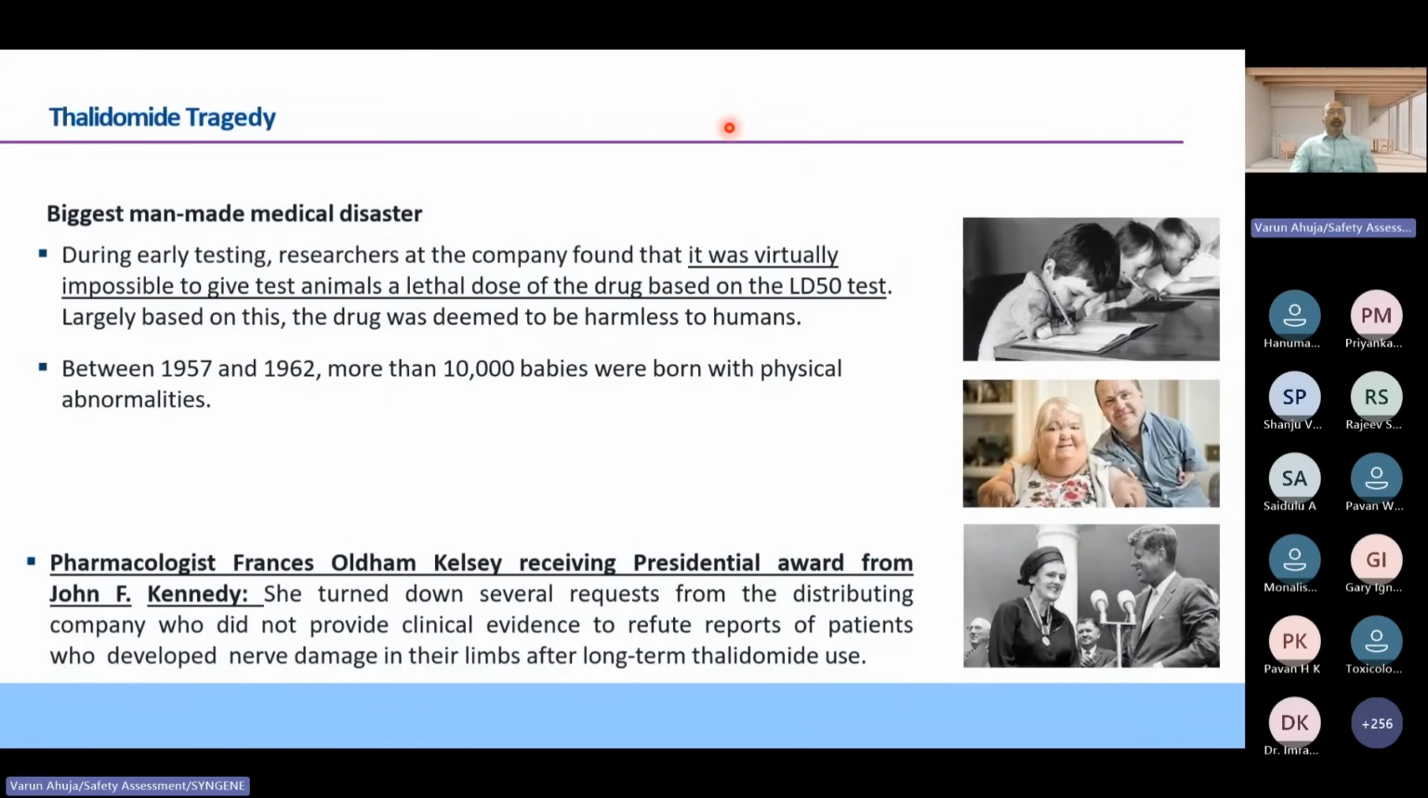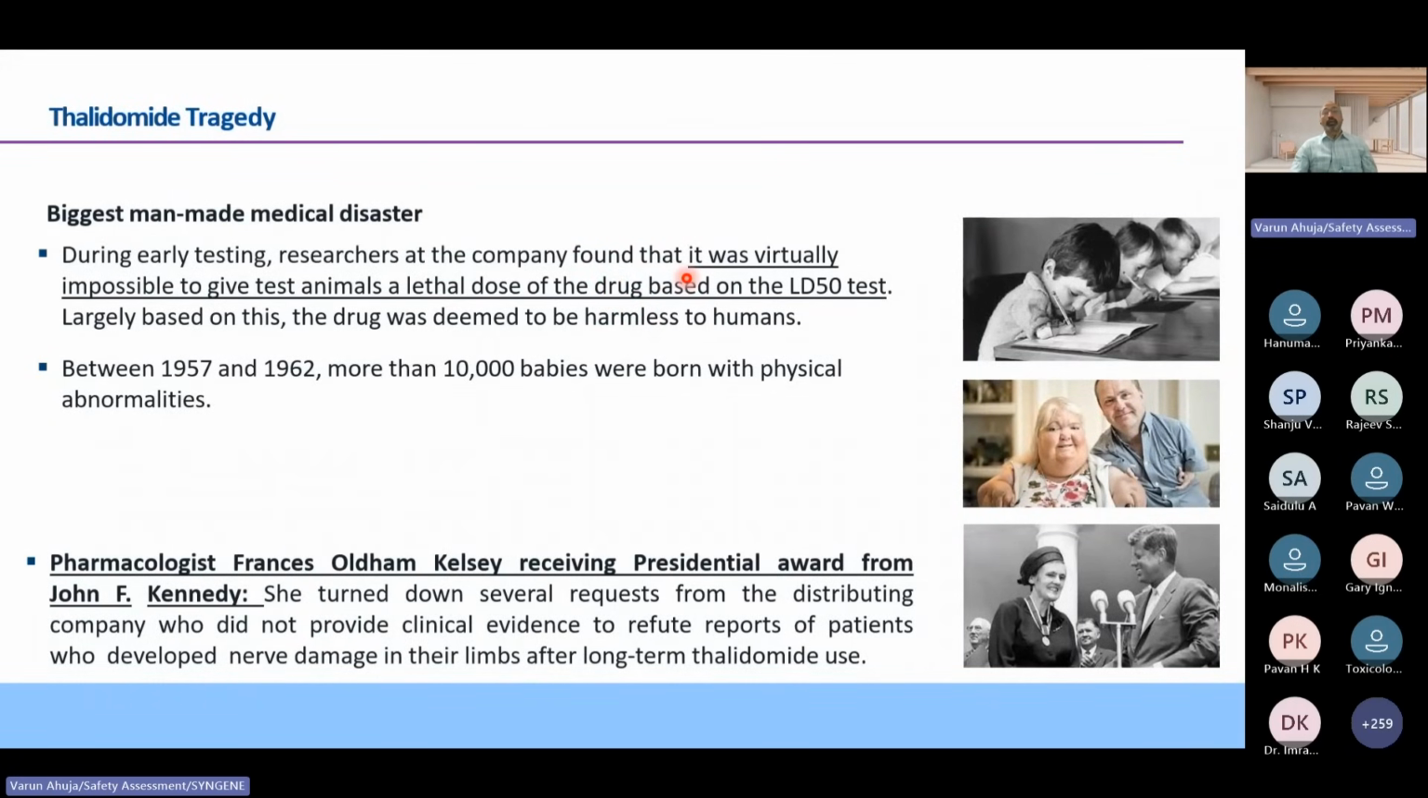So I think everyone knows about the thalidomide tragedy in one way or the other. It was the biggest man-made medical disaster. And some people, especially the animal activists, say that the drug failed even after animal testing, and they give this as a classical example.